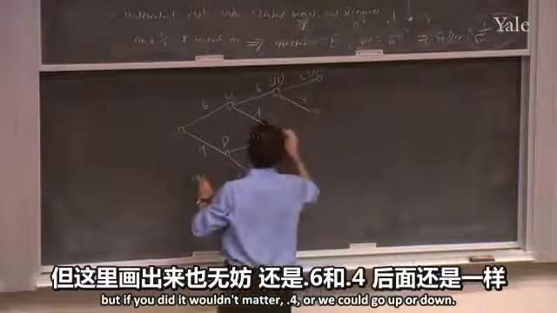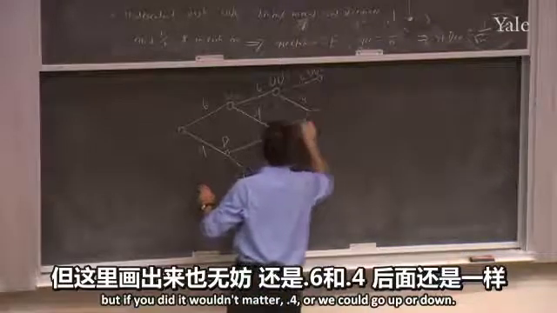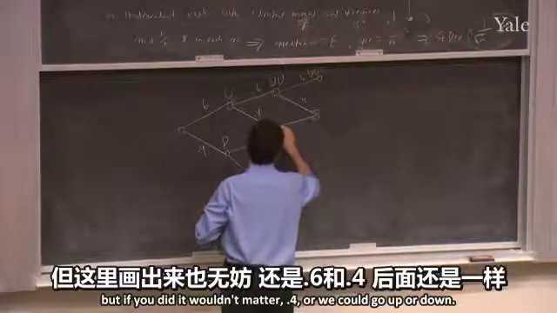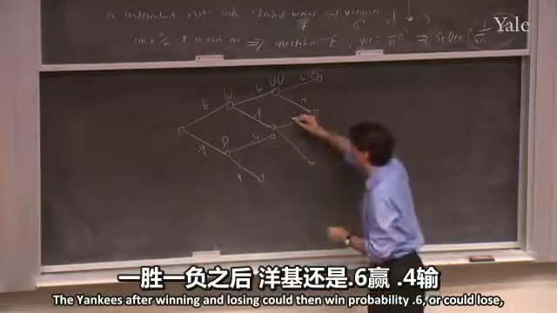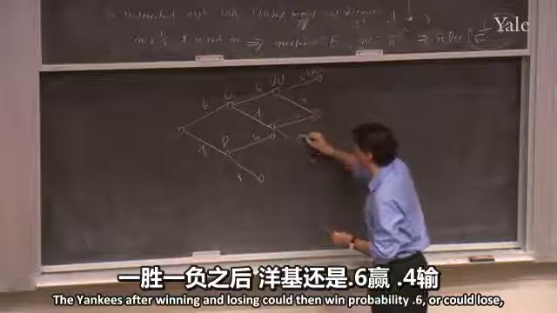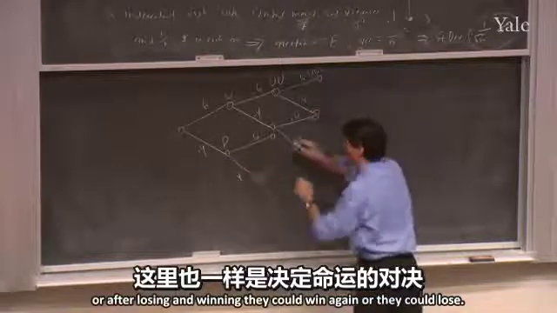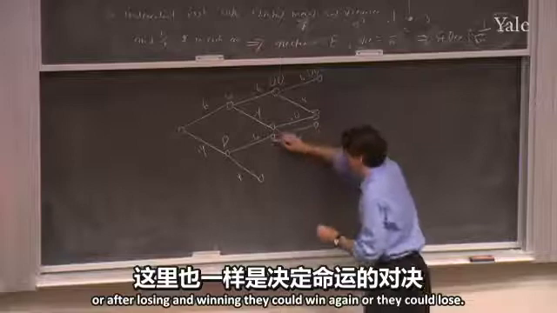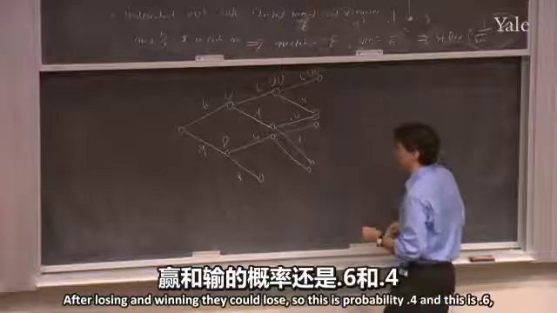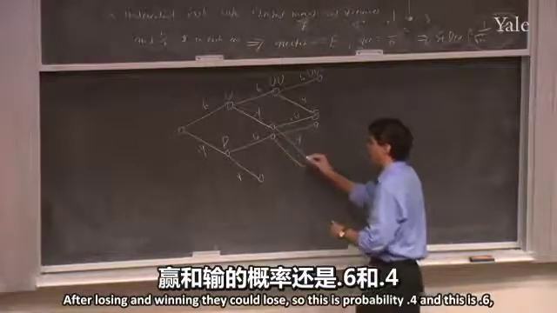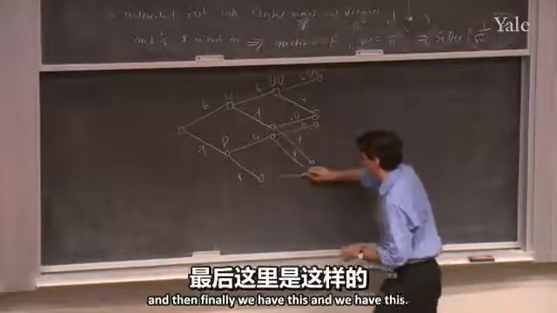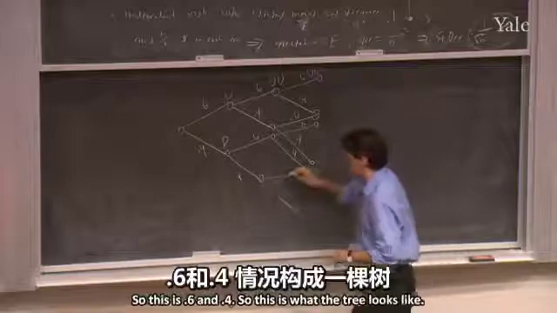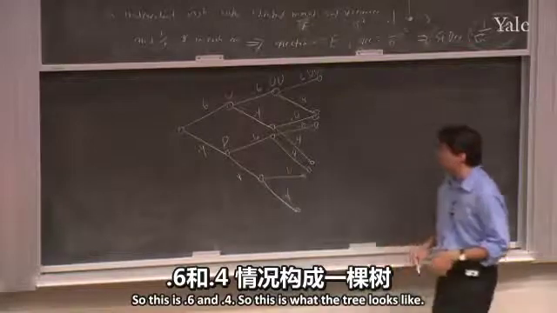Or we could go up or down. Okay, the Yankees, after winning and losing, could then win, probably 0.6, or could lose. Or after losing and winning, they could win again, or they could lose. After losing and winning, they could lose. So this is probability 0.4, and this is 0.6. And then finally, we have this, and we have this. So this is 0.6 and 0.4. Okay, so this is what the tree looks like.